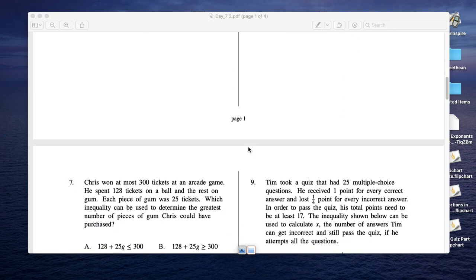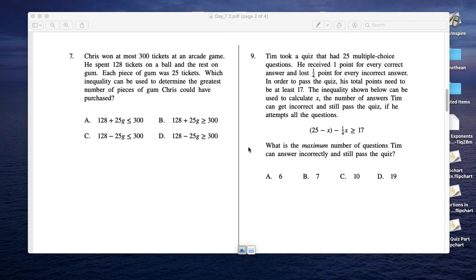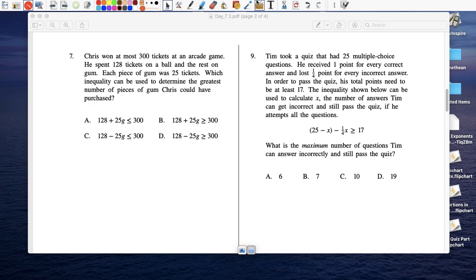Pretty straightforward. 7. Chris won at most 300 tickets. So if he won at most 300, did he win more, greater than 300? No. So it was 300.